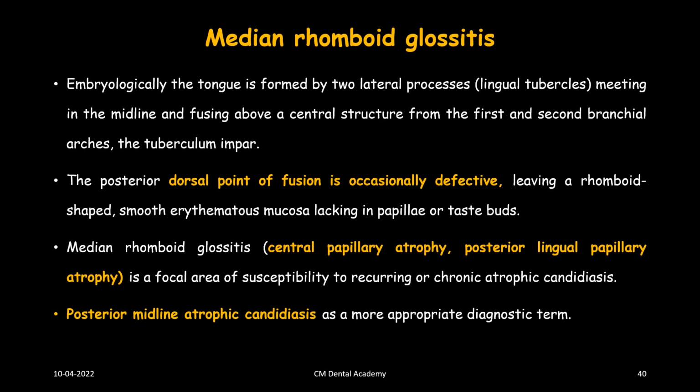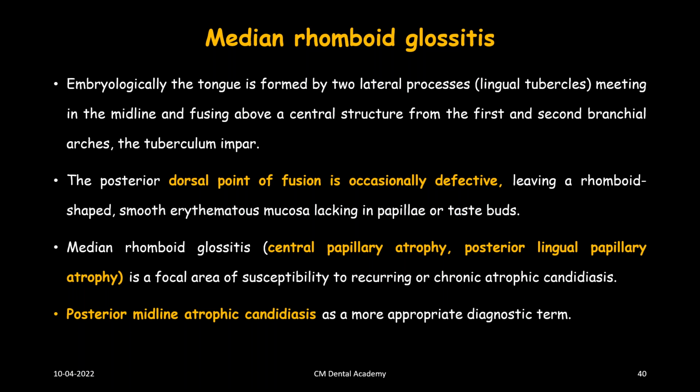Median rhomboid glossitis. As I have briefed you regarding the development of the tongue in my previous slides, the tongue is developed by the two lateral processes. There will be fusion in the midline and fusing above the central structure from the first and second pharyngeal arches, the tuberculum impar. The tuberculum impar and the two lateral lingual processes fuse.